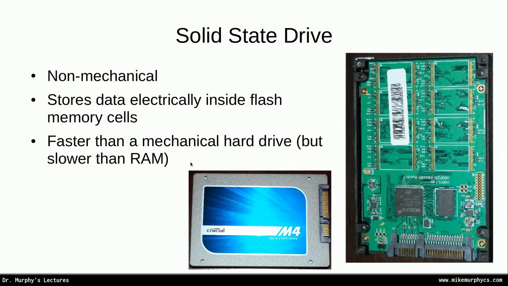Another type of drive that we can use for persistent storage is a non-mechanical type of drive called a solid-state drive. And the way that a solid-state drive works is that it stores data electrically inside what are called flash memory cells. And flash memory cells are simply electronic chips that are designed in such a way that they can retain information even after power has been removed to them. They are much faster than a mechanical hard drive, but a solid-state drive is still much slower than random access memory.